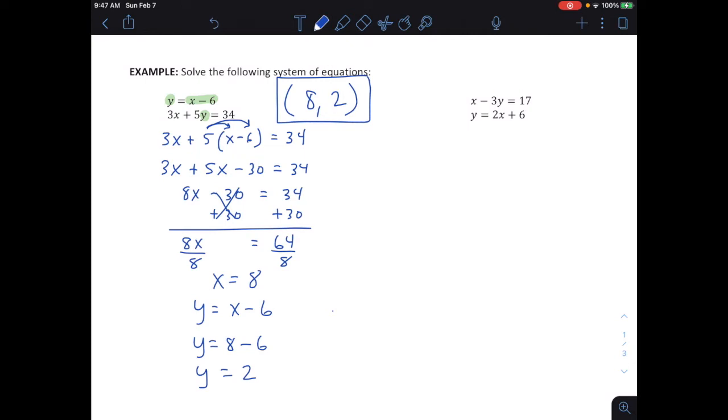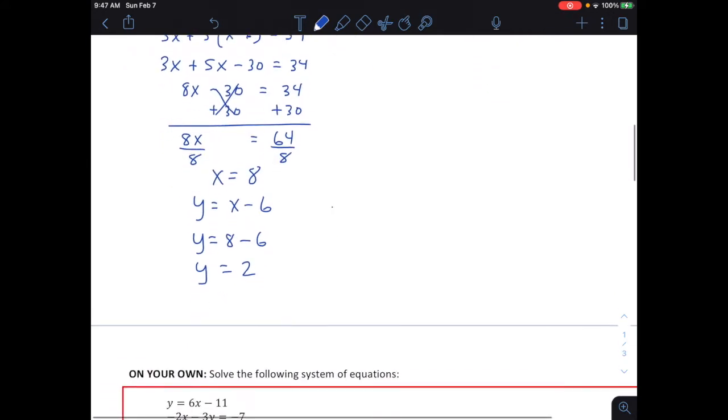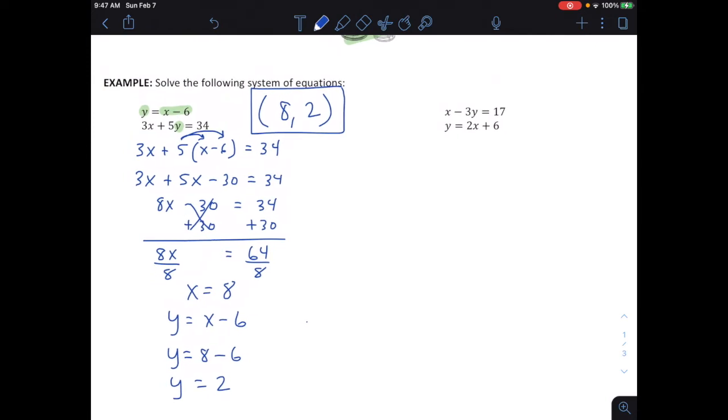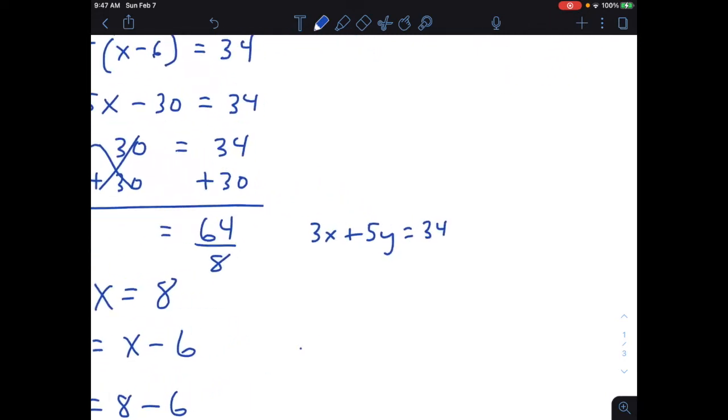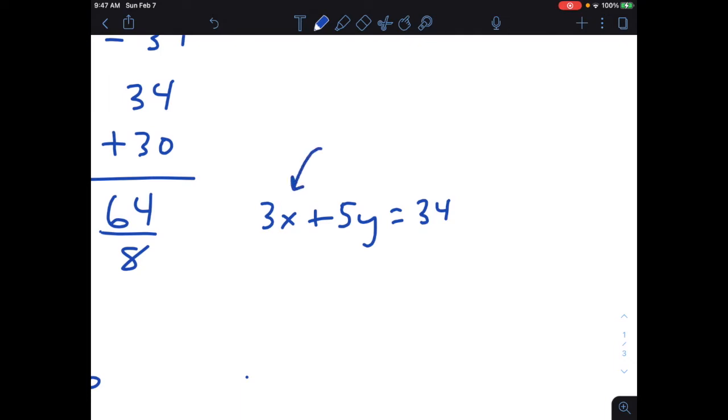Okay, and I can check my work, and this time, I can look at the first one and say 2 equals 8 minus 6. And I just did that. So I'm pretty confident that it works in the top equation. Okay, so let's check the bottom one just to make sure. So we have 3x plus 5y equals 34. And my solution is 8, 2. So I'm going to put an 8 where the x is and a 2 where the y is. And this is really important to use parentheses too, because if you don't, it's going to look like 38 plus 52. And that's not good.